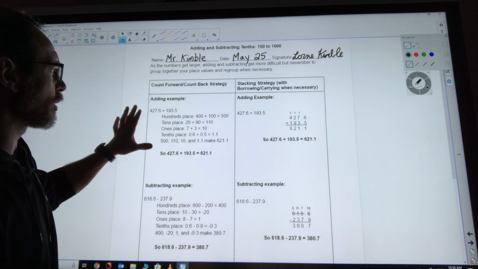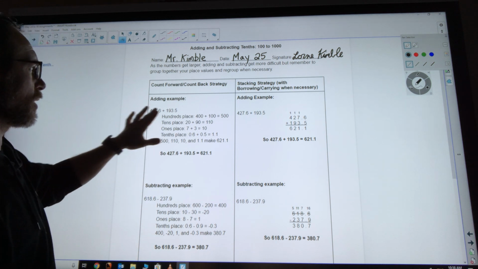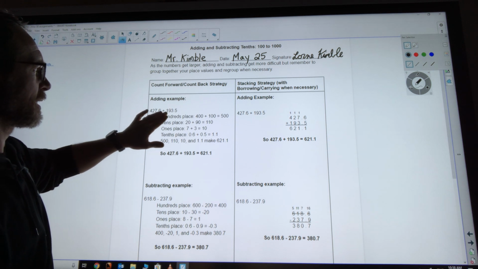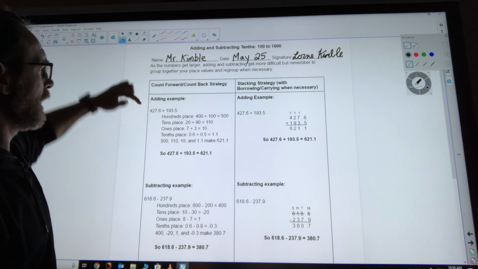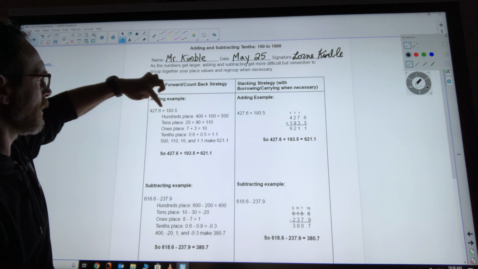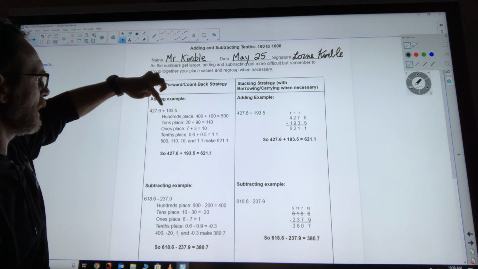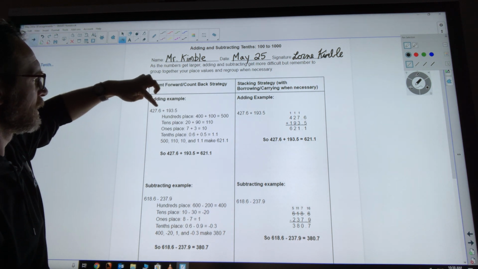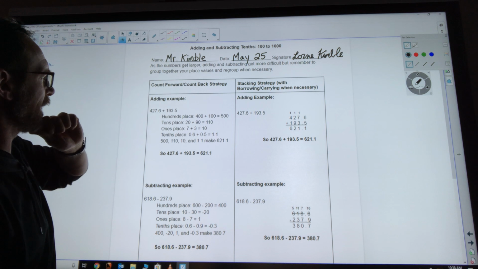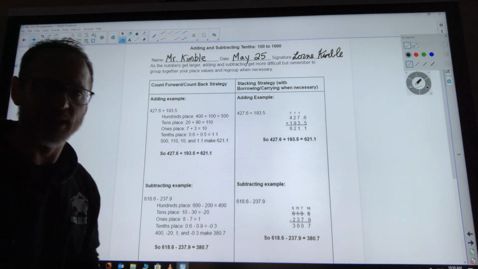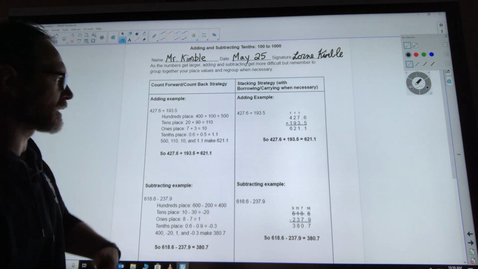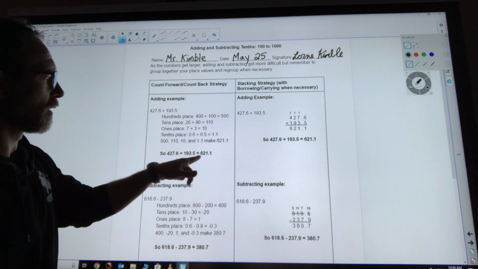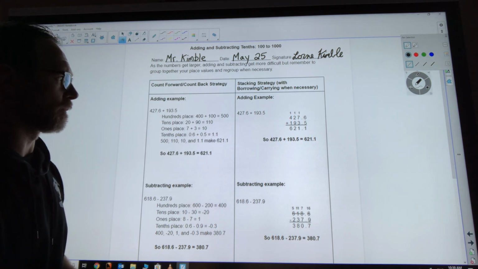One I call the count forward strategy, which basically means that you start with the place values. If I have a question like 427.6 plus 193.5, I start with the hundreds and say, well, 400 and 100 is 500, 20 and 90 is 110, 7 and 3 is 10, and then 6 tenths and 5 tenths, well, that makes 1.1, right? 11 tenths. And then I put those numbers together. So 500, 110, 10, and 1.1. That will give me 621.1.